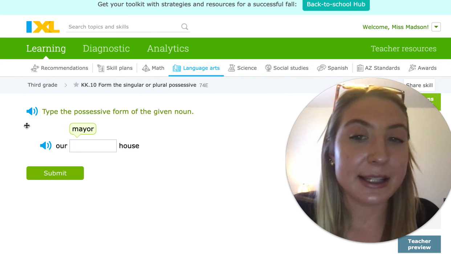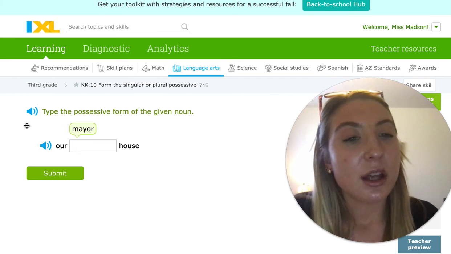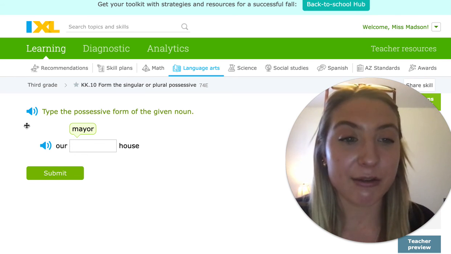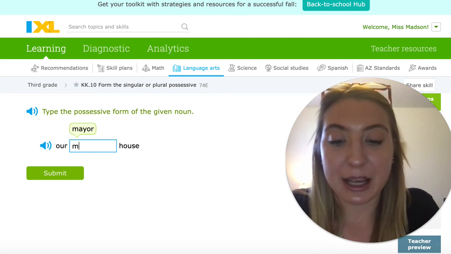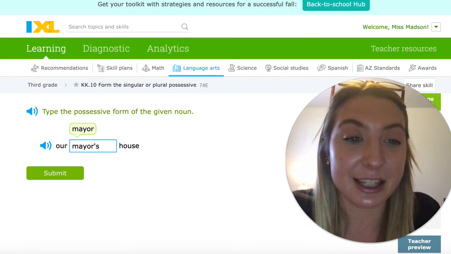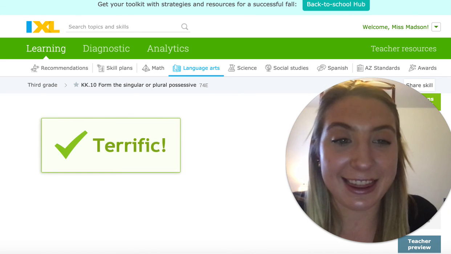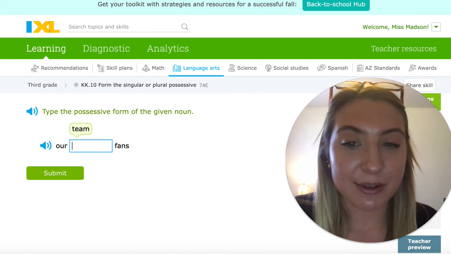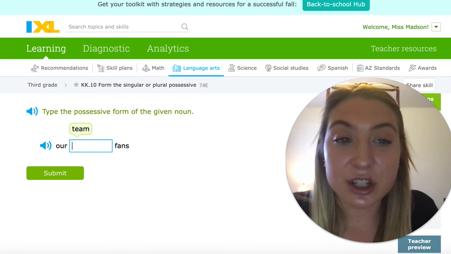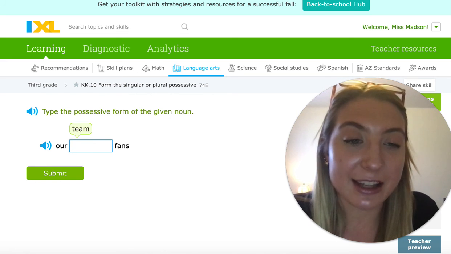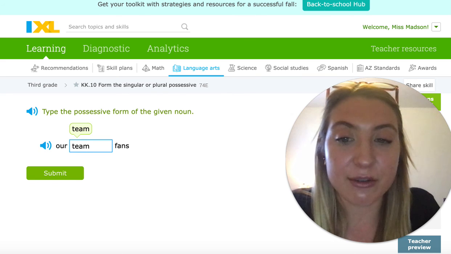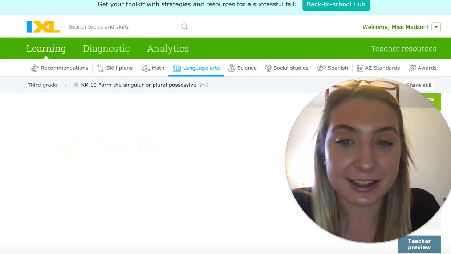So now when I see mayor, our mayor's house, mayor is just talking about one, right? It doesn't end in an S, and it's not one of my irregular nouns. So now I'm going to type in mayor apostrophe S because it doesn't end in an S and it's singular. So let's do our last one together. If I see our team's fans, team is just one team. It doesn't end in an S. So I'm going to type in team, and it's not one of our irregular plural nouns. So then I go apostrophe S.